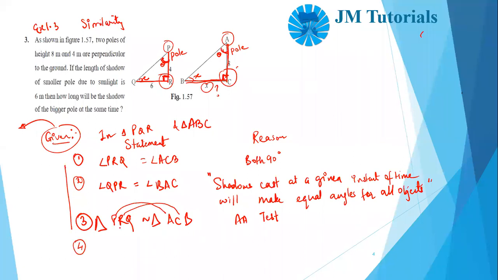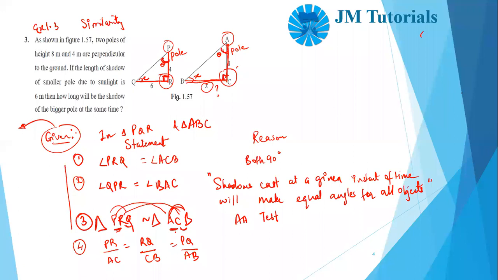So look at this, PR upon AC, first second upon first second, is equal to RQ upon CB, and PQ upon AB. Okay, I'm going ahead to the CSST.